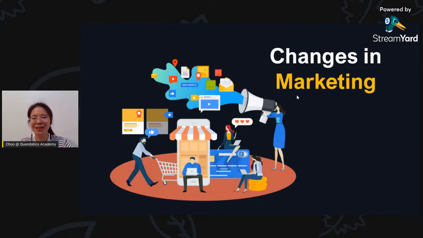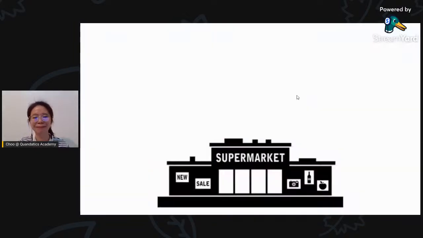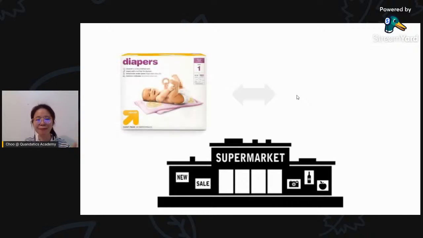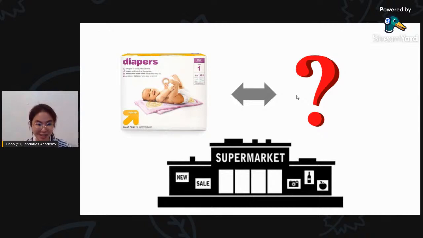A very good example is a very interesting story on the changes in marketing. Let's take a look at this. Say in a physical store, I have a supermarket. There is a research finding that a lot of the time when diapers are sold, in the same transaction receipt, another product is always also sold. Can anyone guess what this product is?